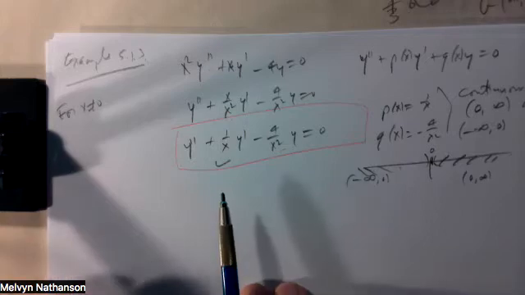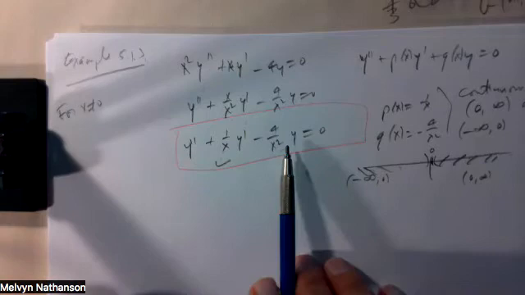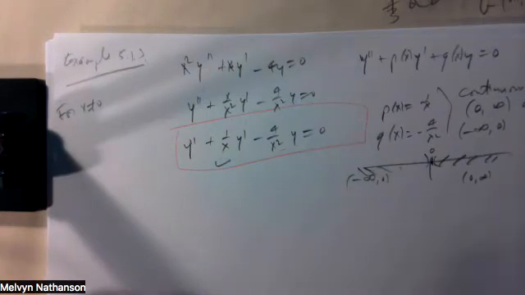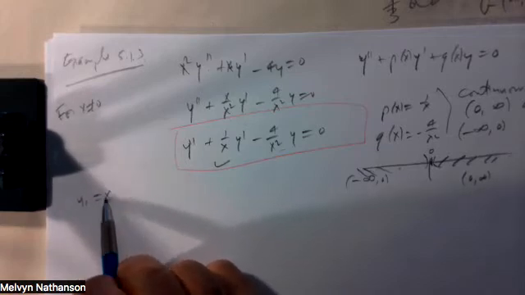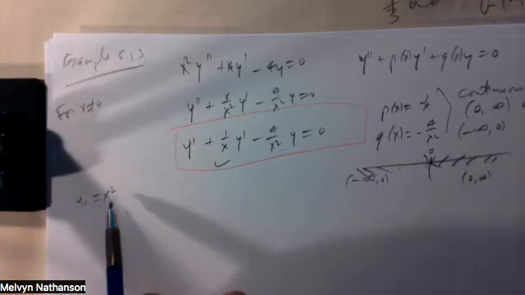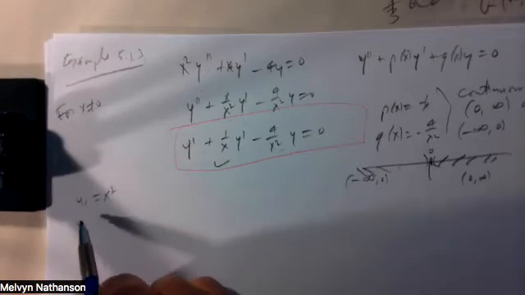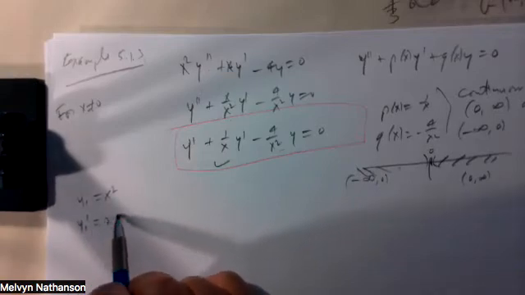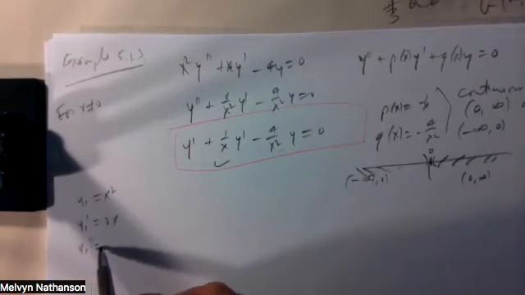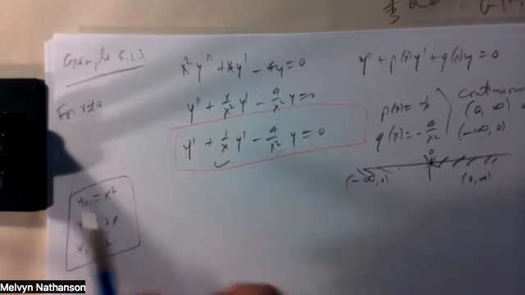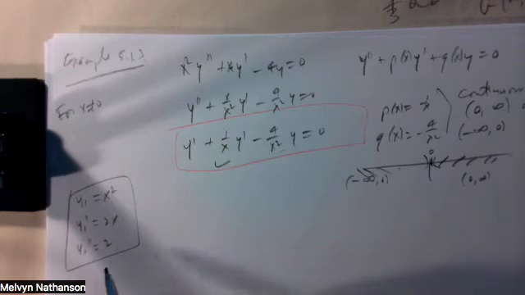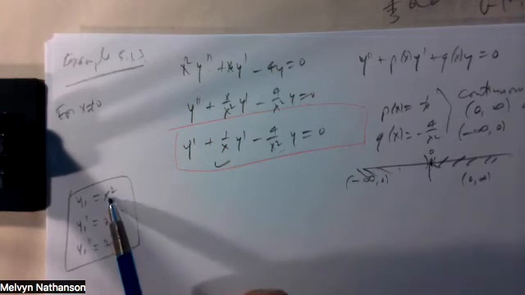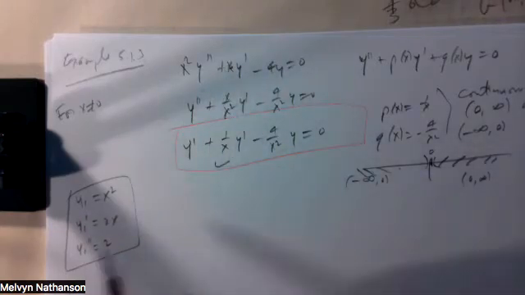What are two solutions of this differential equation? Well, one solution is if I take the function y1 equals x squared. If y1 equals x squared, y1 prime is 2x, and y1 double prime is 2. So if I plug that into this equation, what do I get? I can plug it into either one of these equations, since this is continuous everywhere.